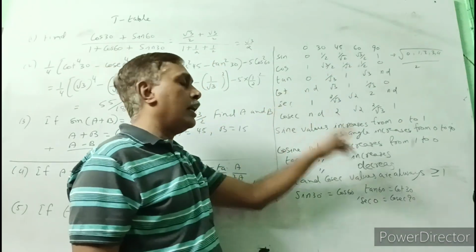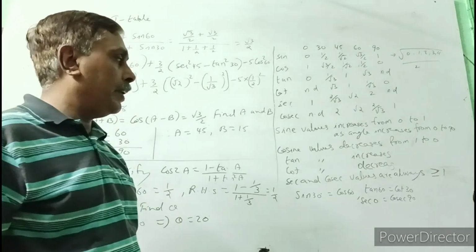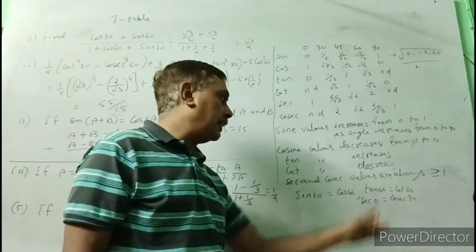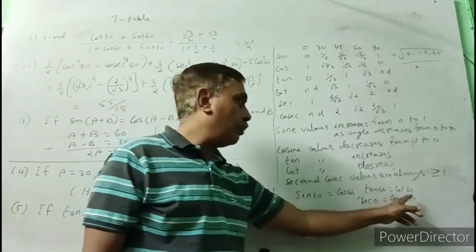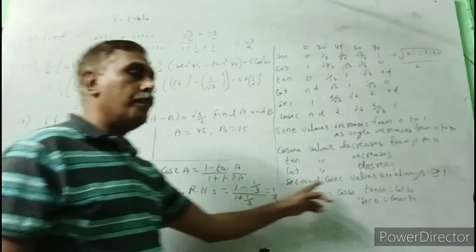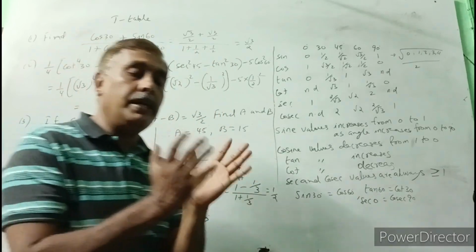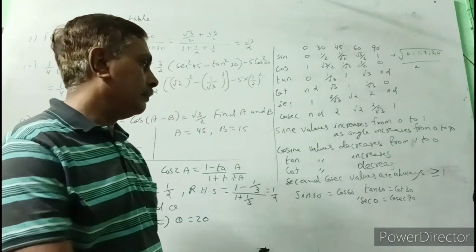Similarly for tan, cot and sec. Tan and cot are complementary, sec and cosec are complementary. That relation is that. Tan 60, cot 30 because 60 plus 30 is 90. Sec 0, cosec 90 because 90 plus 0 is 90. That is complementary, that is the reason. Complementary means the sum of the angles totals 90 degrees.